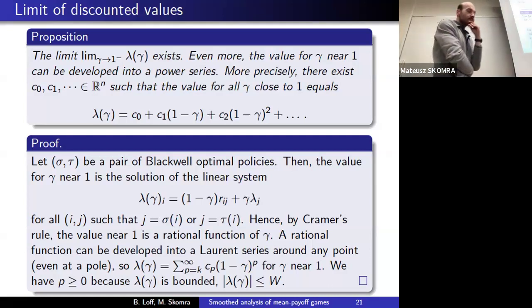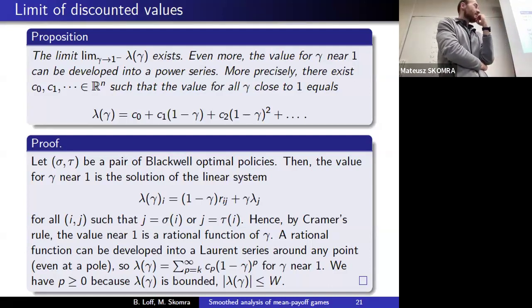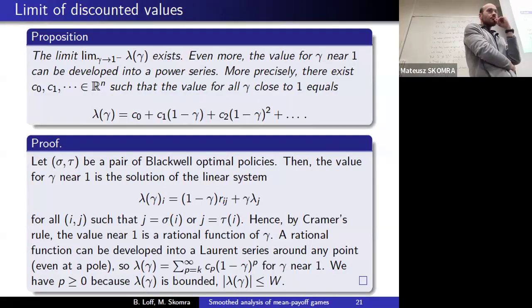Okay. So this is the fraction of the polynomials in gamma. It's a fraction of the polynomials. And now the claim is that it's a rational function. Any such function can be written as a Laurent series, which I don't know why, but okay, fine. It's just a property of rational functions.